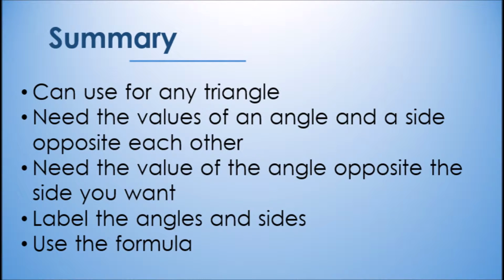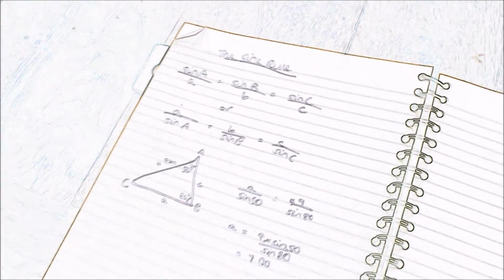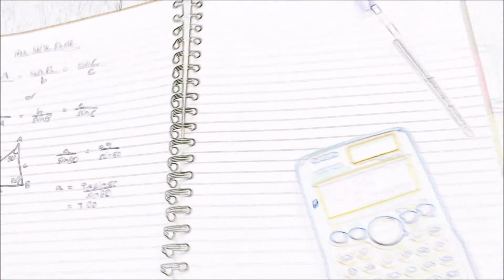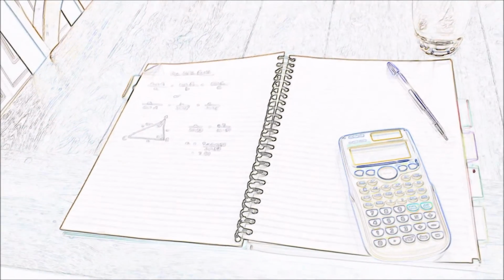So, in summary, you can use the sine rule for any triangle. What do we need for the sine rule to work? We need the values of an angle and a side opposite each other, for example angle A and side A. When working out a side, the other information you have to have is the value of the angle opposite the side you want to work out. We always label the angles and sides when we use the sine rule, and don't forget to use the formula. For GCSE or iGCSE, the formula is given on the formula sheet, so you don't need to worry about remembering it. So that is how we find the unknown side in a triangle using the sine rule.